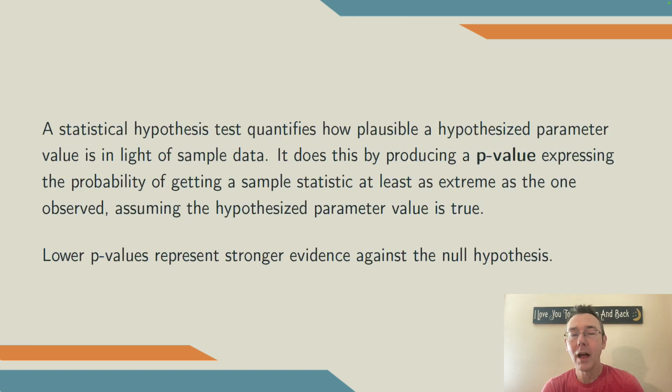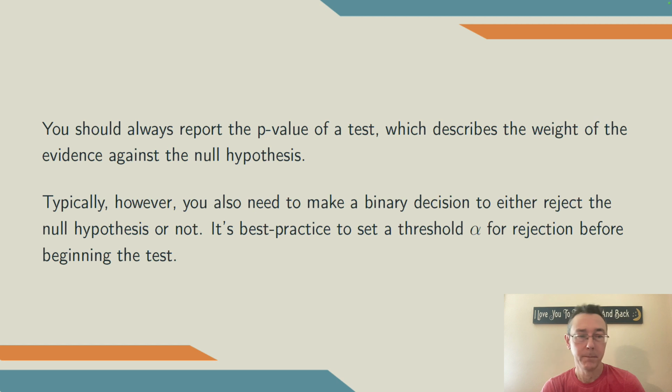So a statistical hypothesis test quantifies how plausible a particular parameter value is in light of sample data. It does that by producing a p-value, which expresses the probability of getting a sample statistic at least as extreme as the one you actually observed, assuming that hypothesized parameter value, the null hypothesis value, is true. So lower p-values represent stronger evidence against the null hypothesis, in the sense that the lower the p-value is, the less plausible the null hypothesis is.